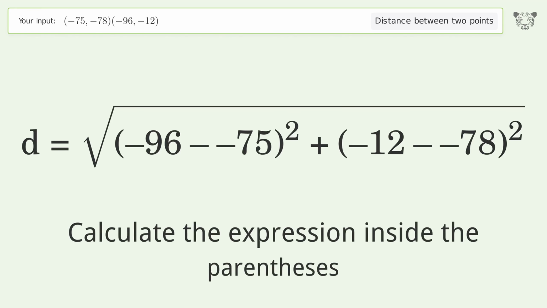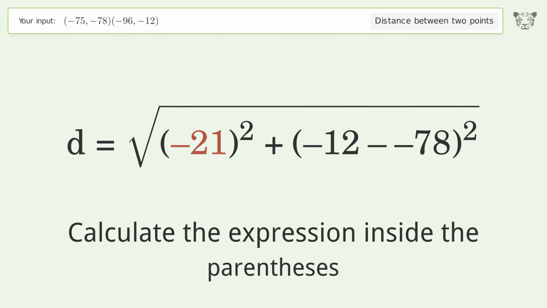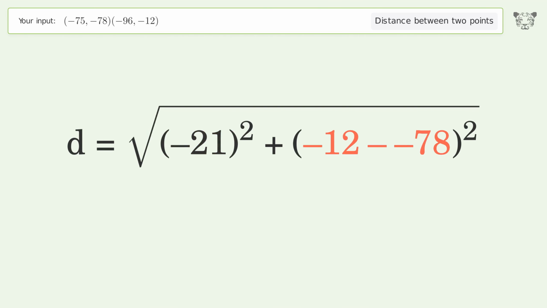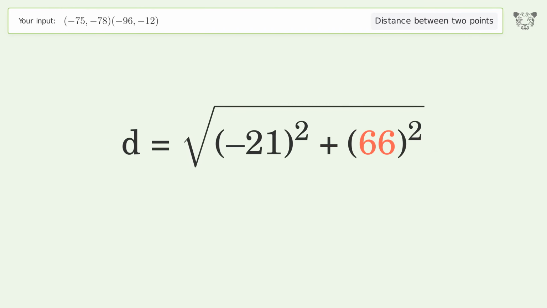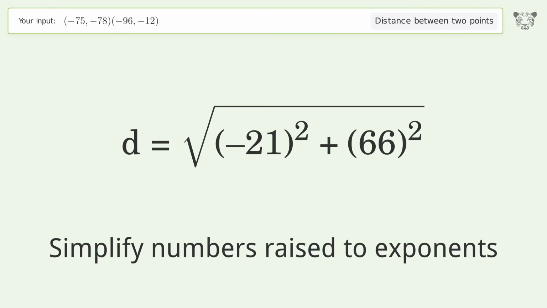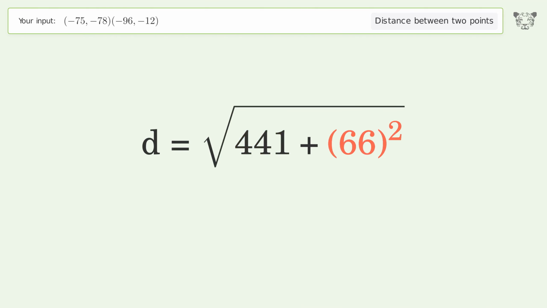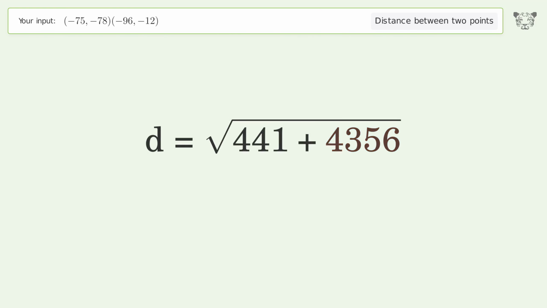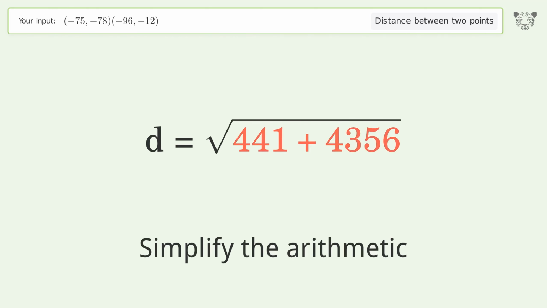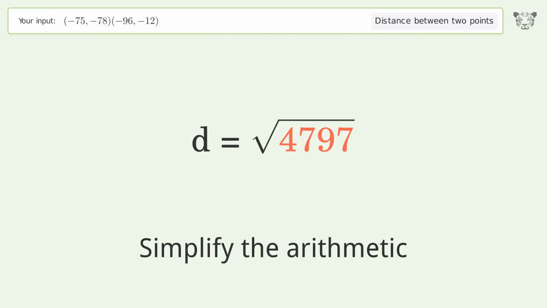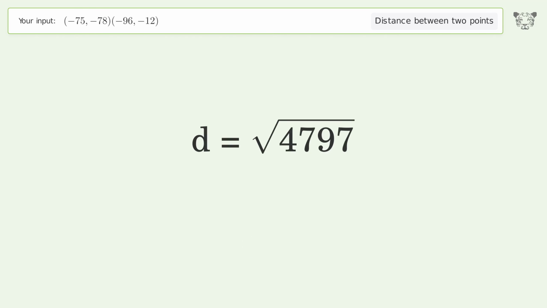Calculate the expression inside the parentheses. Simplify numbers raised to exponents. Simplify the arithmetic. And so the distance between the 2 points is the square root of 4,797, or 69.26.